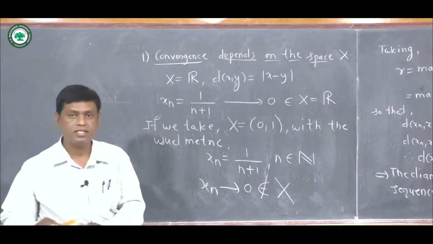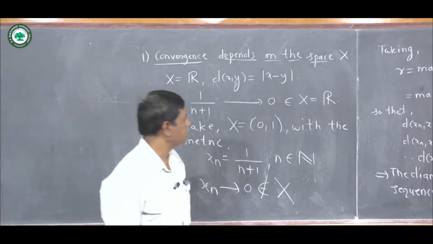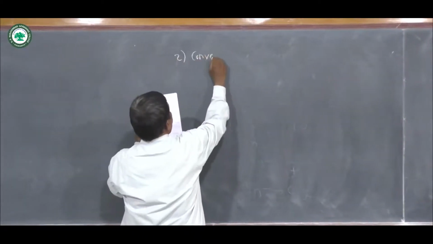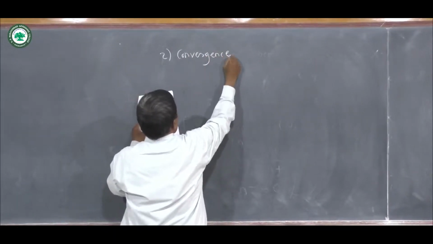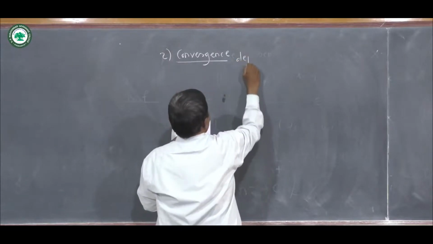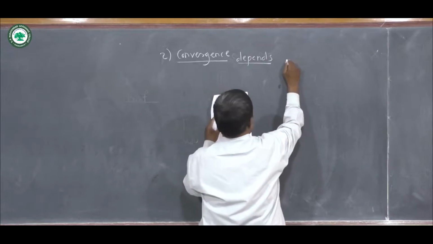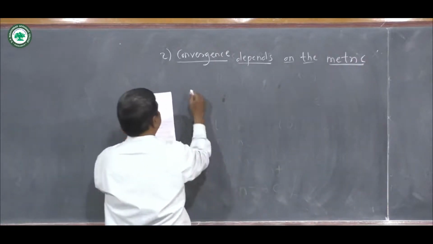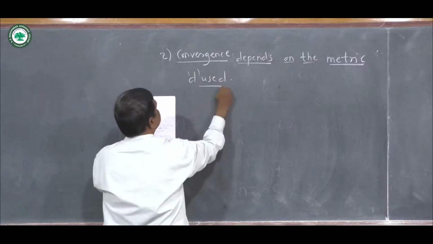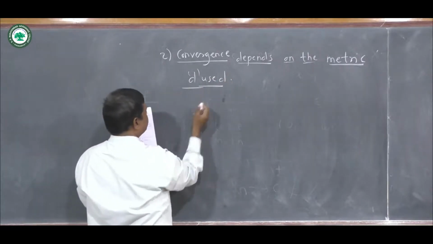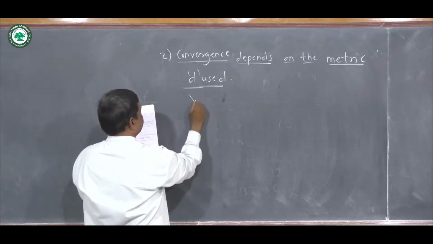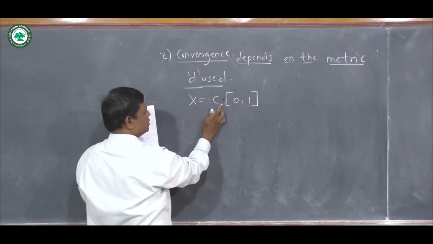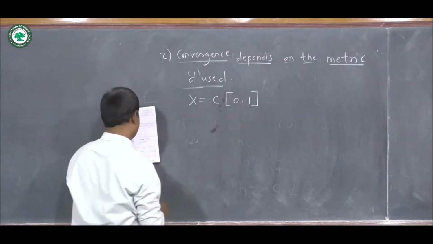Now second is that convergence depends on the metric function, that is the function d, used. Here we are taking X equal to C[0, 1], the space of continuous functions defined on the closed bounded interval [0, 1].